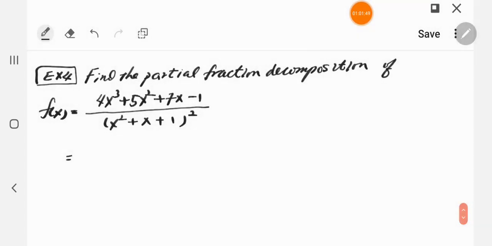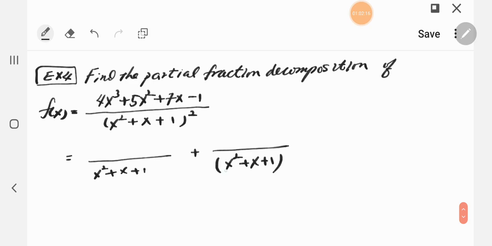Okay, example 4, find the partial fraction decomposition of the function. The denominator of this function is a quadratic, and the quadratic is repeated twice. Since the denominator is squared, there will be two fractions: one is x squared plus x plus 1, and the other one is x squared plus x plus 1 squared. The quadratic x squared plus x plus 1 is not factorable, so we know that the denominator is completely factored.